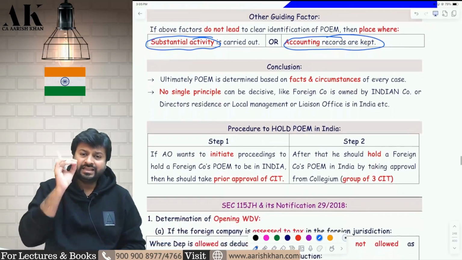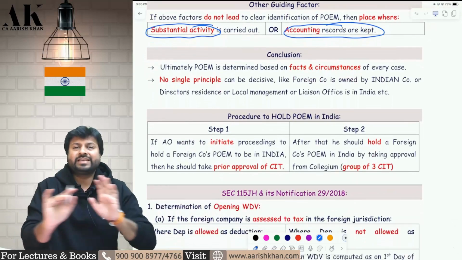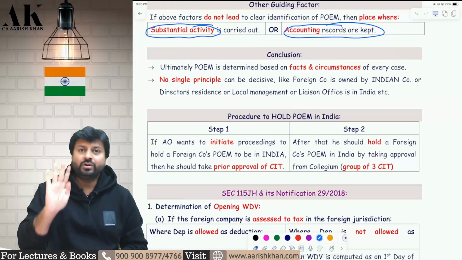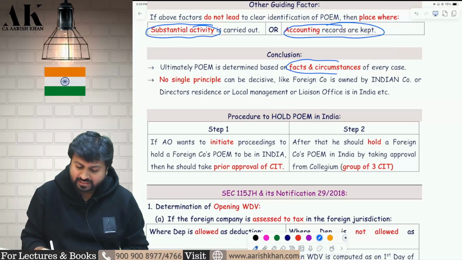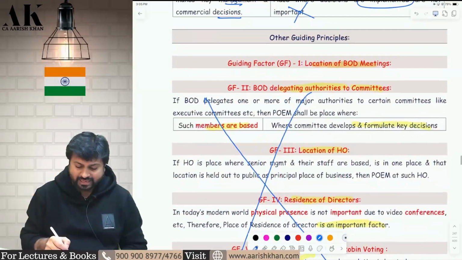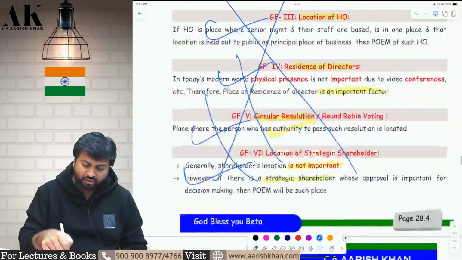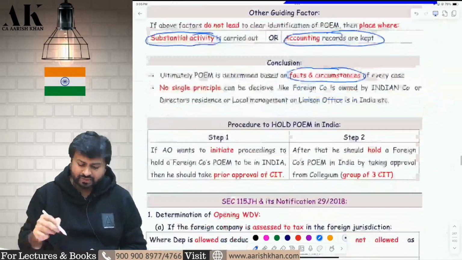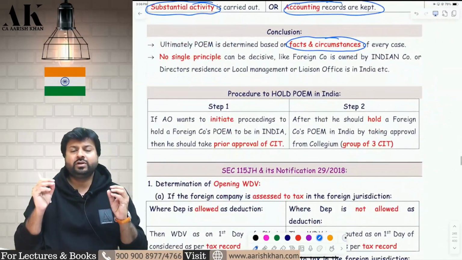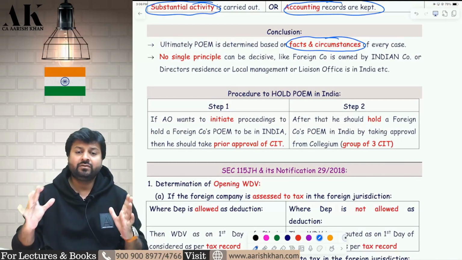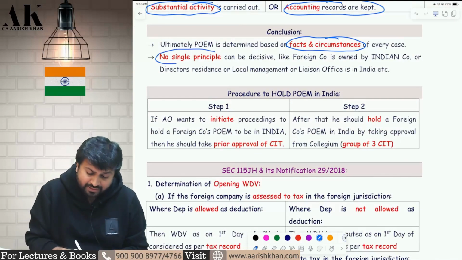Last but not least, they are again mentioning no single principle will be relevant. You need to determine the POEM based on facts and circumstances of every case. You cannot just say that because of one of the guiding factors, the POEM is in India. You need to find out in entirety where the POEM is. No single principle can be decisive.